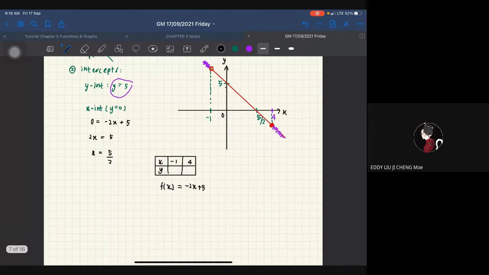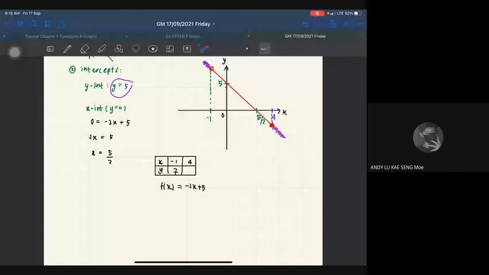Okay, so bila kita masukkan -1 ke dalam this one, apa awak akan dapat untuk Y awak? So -2 times -1 is 2, and then 2 plus 5 is 7. So this one is 7. Betul ke? Betul. Okay, so and then awak masukkan 4 pula.